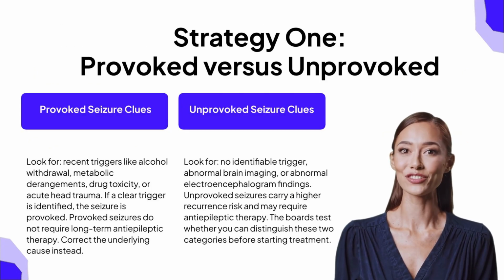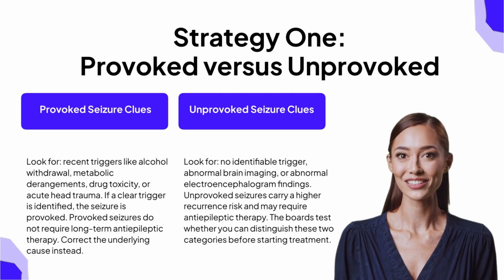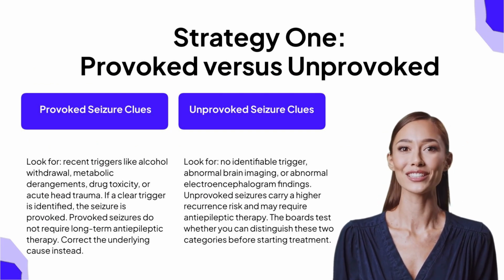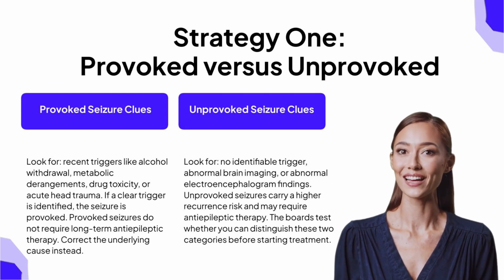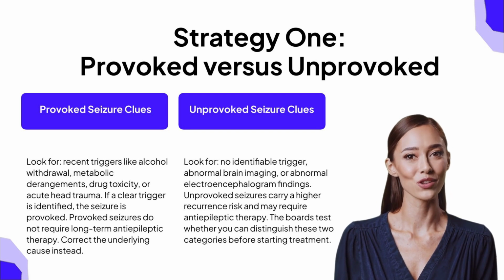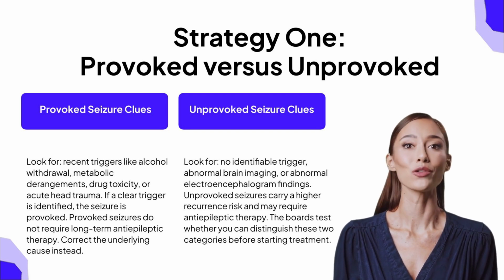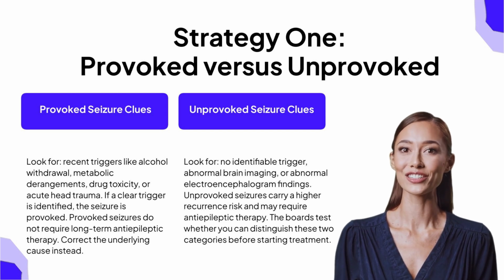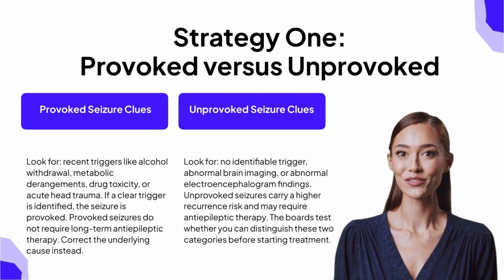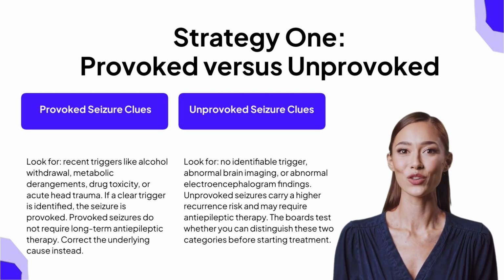Let us start with the most fundamental distinction the boards will test: provoked versus unprovoked seizures. This is your first decision point in any seizure question stem. A provoked seizure has an identifiable trigger. Look for buzzwords like alcohol withdrawal, electrolyte abnormality, hypoglycemia, medication toxicity, or acute head injury. When you see these, the answer is almost always to correct the underlying cause, not to start an antiepileptic drug.